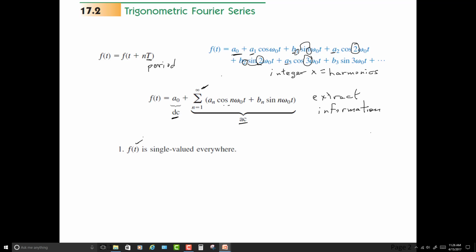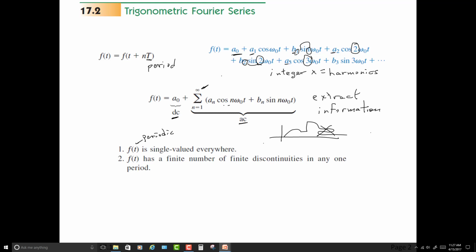So this is the periodic guy. Whatever f of t is, it has to be single valued every place. In other words, even if it's a discontinuous function, it can be like so, but it can't double back on itself. This sort of thing cannot be. It has to be single valued everywhere. It can have a finite number of discontinuities in any one period.